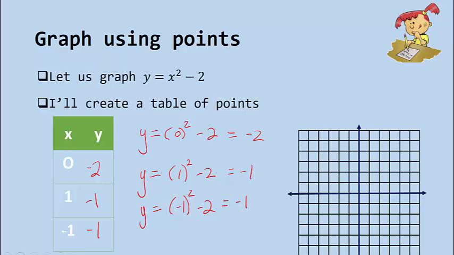Now to graph this, we know it's going to be a general curved shape. So let's take a look and see where our points are. We have 0, -2, 1, -1, and -1, -1. I could do some more points to get a better idea of where the graph goes up from here. But for the purposes of this demonstration, we just draw our curves slightly up with arrows to show it continues.